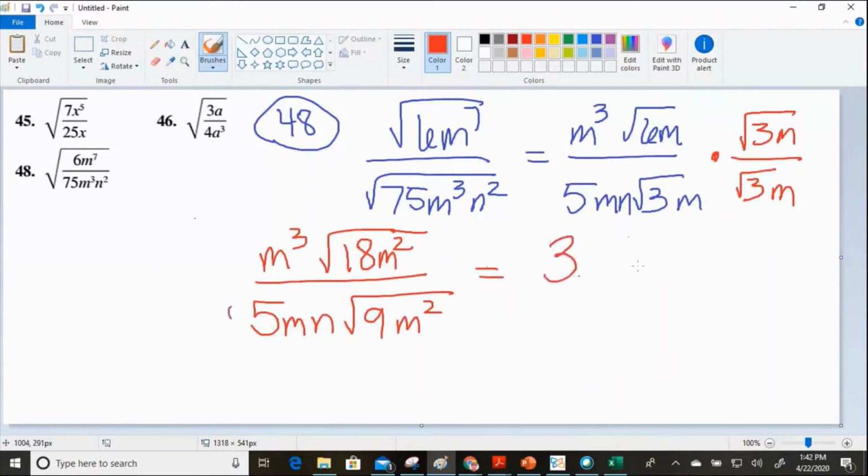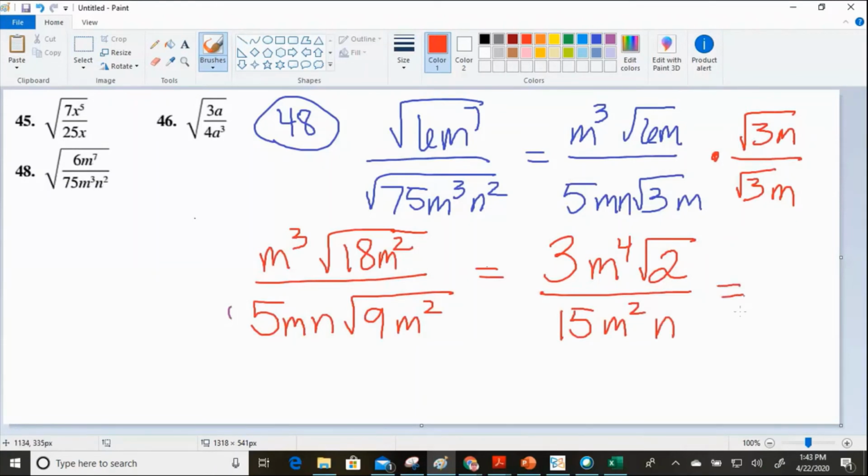I do have a 2 that's left on the inside. I pull this out, times that, I have m to the 4th. And then the 3 radical 2 is what split the 18. And then that 3 on the bottom, I have a 15. Split that, I have an m squared. And then the n is still by itself.